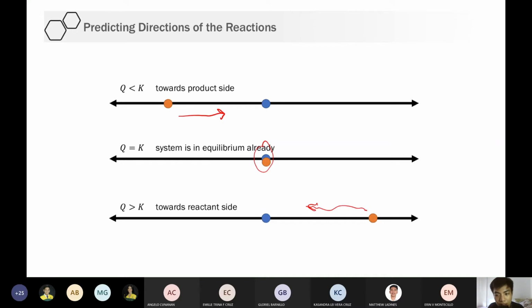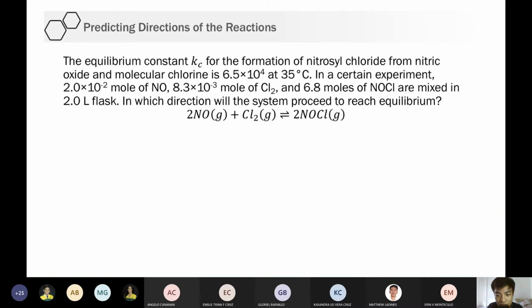If it goes to the right, the change is positive for the product side, meaning the products will increase as they try to achieve equilibrium. And for the reactant, that will be a negative change. If the reaction is going to the left, then the change for the reactant is positive and the change for the product is negative. So depending on where the reaction goes, the change can be positive or negative.